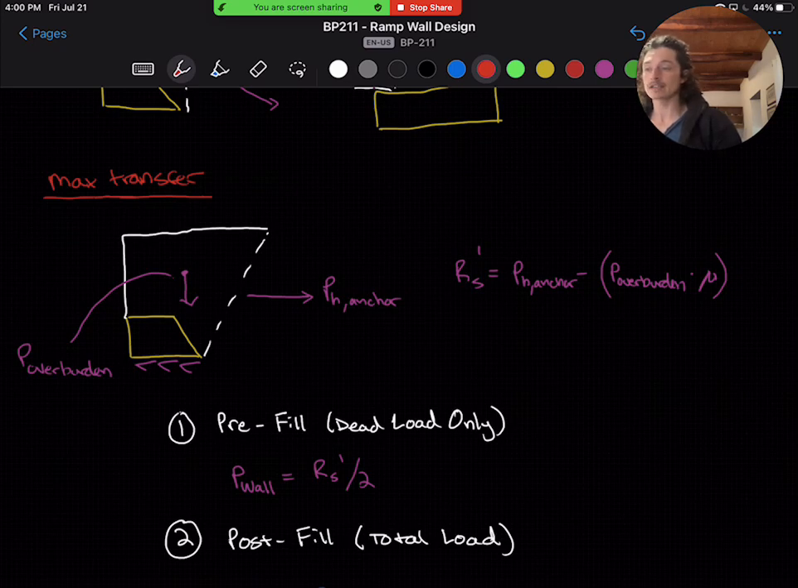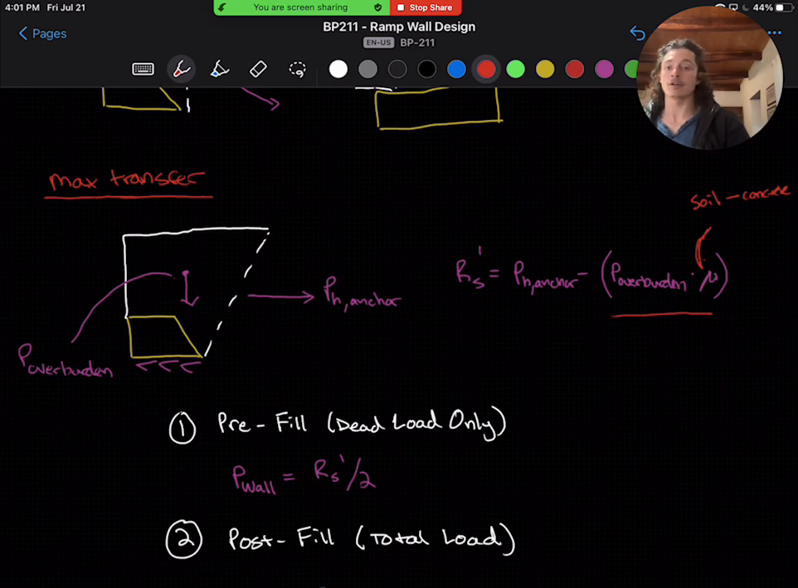And then, before moving into the code, we'll define our two situations in which the walls experience load. So we have our RS prime. That's going to be the horizontal forces on the anchor minus the sliding resistance, for which we're going to use the overburden force times the coefficient of friction. And don't mistake this with the friction across the saddle, but this is sliding friction between soil and concrete. The same sliding friction coefficient we're using when we're doing our sliding force checks.